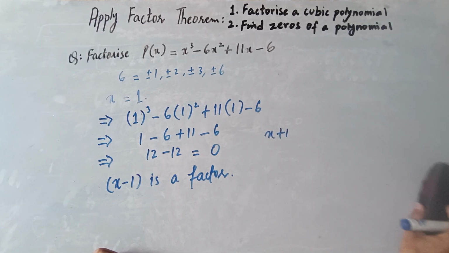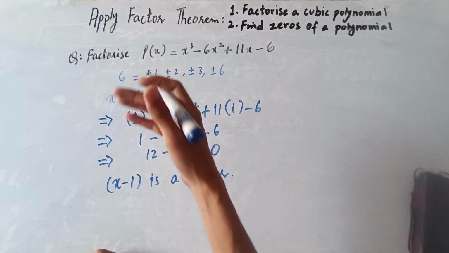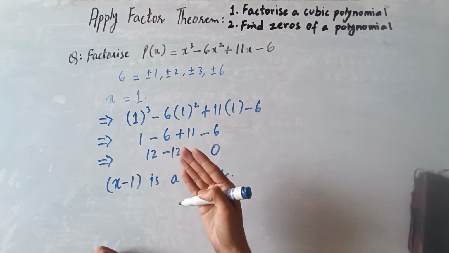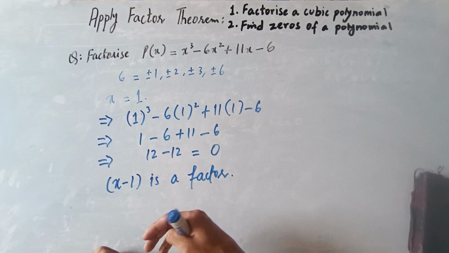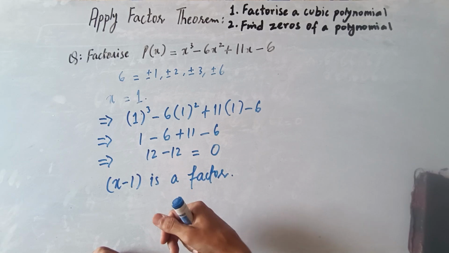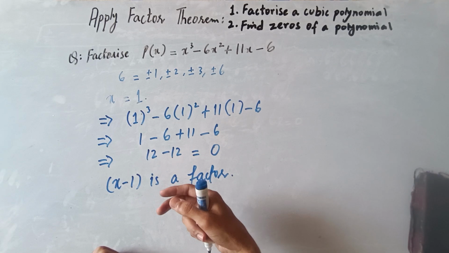But if that will not be the case, then you will put +2, then you will try -2, and that's how you will find all the 3 factors of this particular polynomial. But right now I am not showing you this particular method, I will tell you the second method.